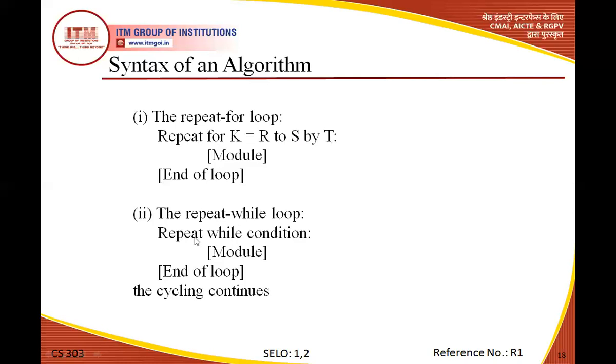Repeat while loop. The while loop is there. Repeat while condition, and then whatever condition we are applying here, and then after that a colon sign is there. The colon sign is compulsory. Okay. So after that, while and then condition and then a number of lines are there. End of loop. So the cycle is continued.